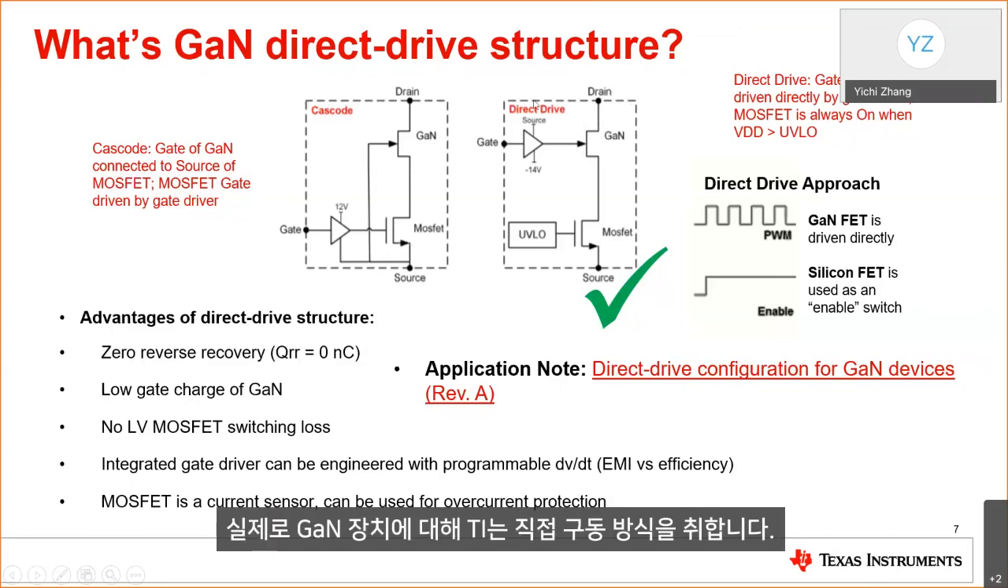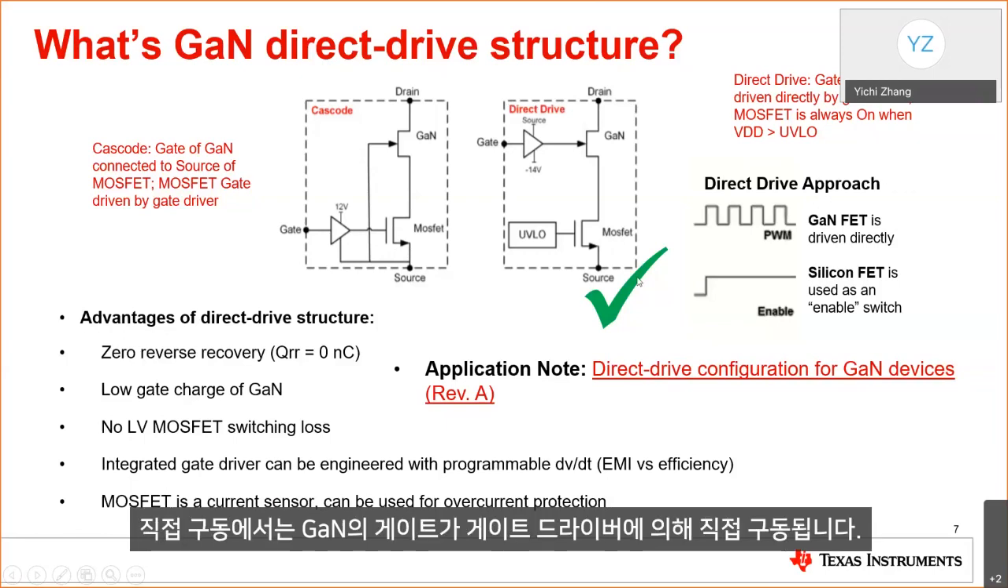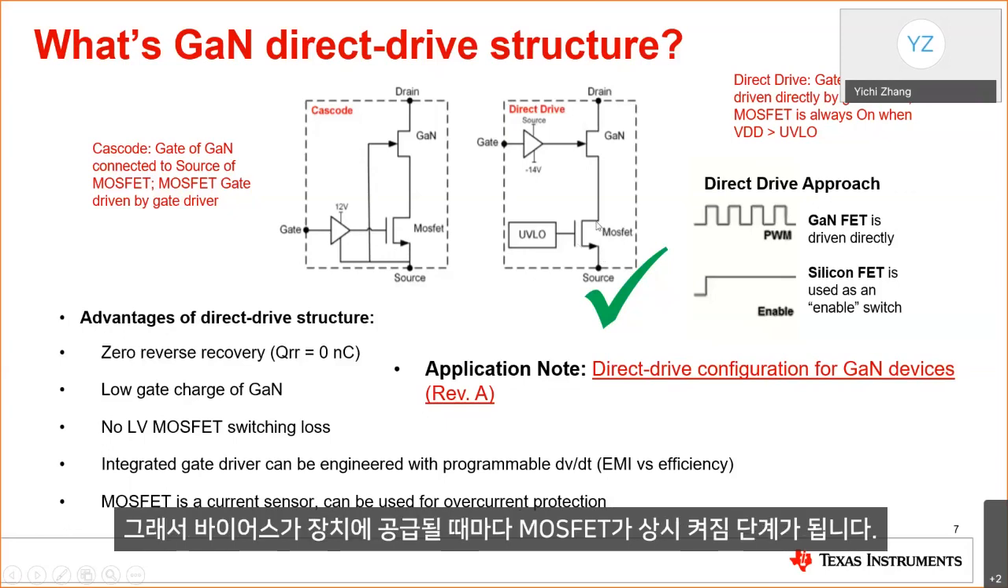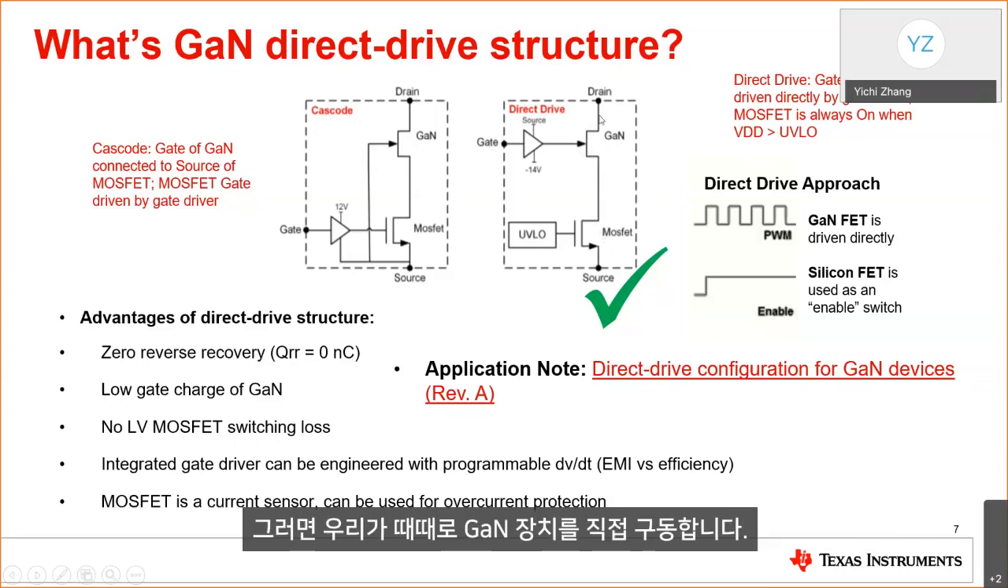So actually TI's approach to the GaN device is what we call direct drive, where the gate of the GaN is driven directly by the gate driver, and the MOSFET is always on when VDD is greater than UVLO. So whenever you have bias supply to our device, the MOSFET will be in the always-on state, and then we drive the GaN device directly on and off.